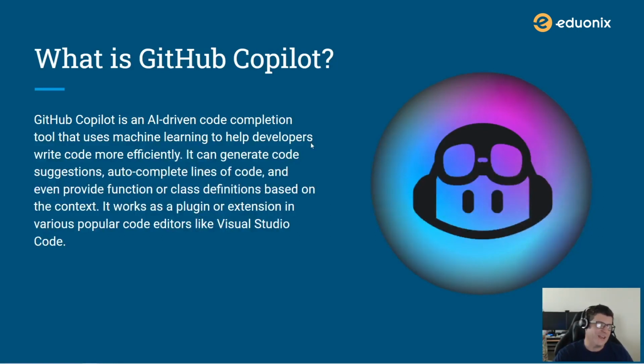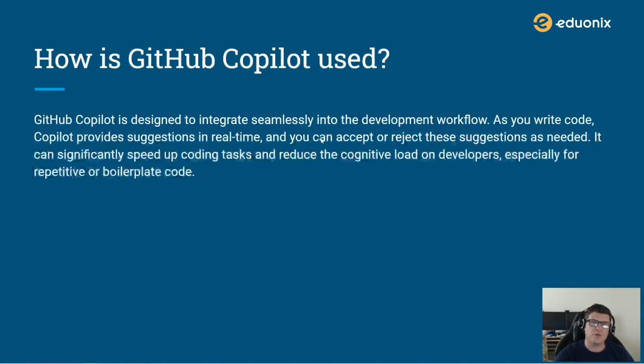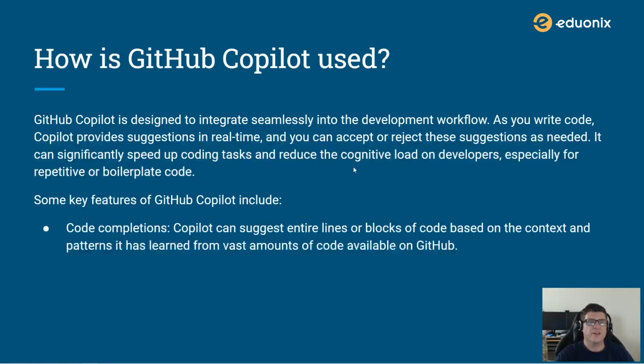For example, it can't help you with a bug, okay? And it probably will produce some bugs for you unless you're very specific about the kind of data you want and what you want it to return. But real quick, how is it used? It's designed to integrate seamlessly into the development workflow. As I've already mentioned a couple of times, it's just awesome to have it right there in your text editor with you. Some of the key features include code completions.